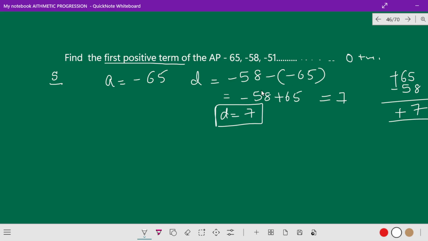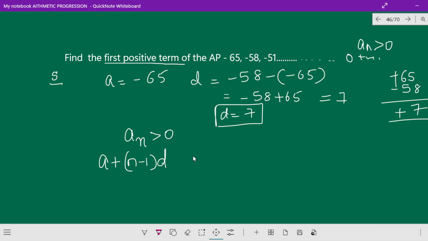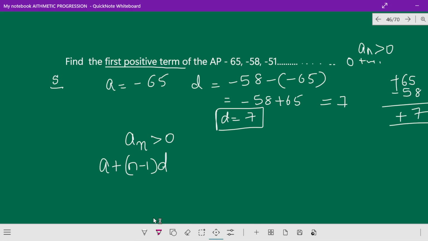Next, we have been told that an is positive, so an should be greater than 0. But what is our an? an is a plus (n minus 1) into d, which is greater than 0. So what is the a value? We've got -65 plus (n minus 1) into 7 is greater than 0.